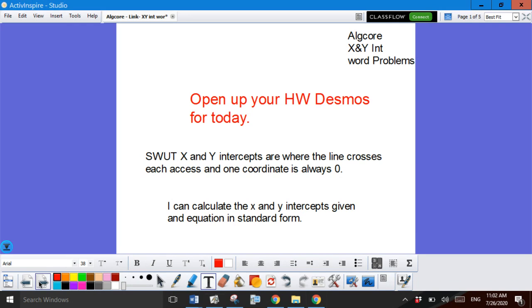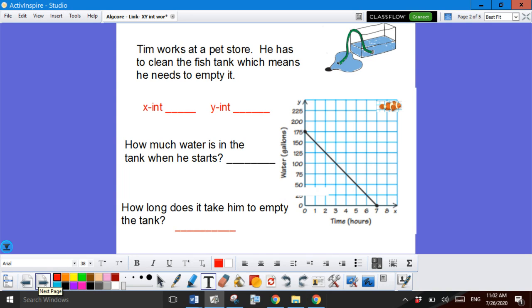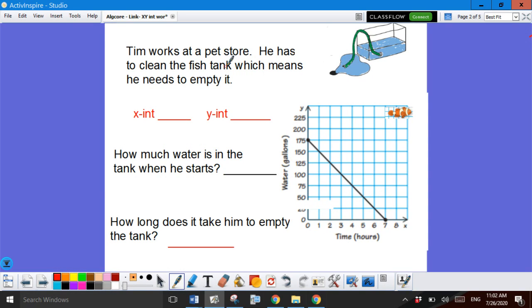All right, so let's go ahead and start with this scenario. We have Tim working at a pet store, and he has to clean the fish tank, which means he needs to empty it, which means he has to take water out of the fish tank. So what is the x-intercept? Well, the x-intercept is down here at 7. So that ordered pair would be 7, 0. What is the y-intercept? On my graph, it's over here at 175. So 0, 175.